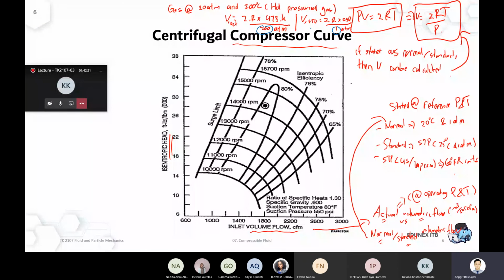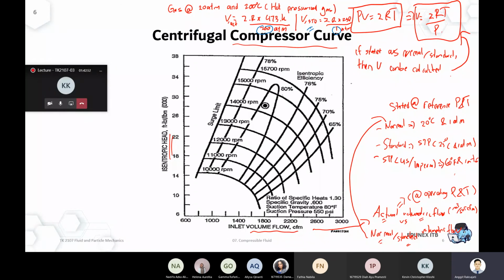So in a lot of transactional business, we always state it as standard condition. We sell the gas at $5 per standard condition. So that's for a lot of practical purposes.